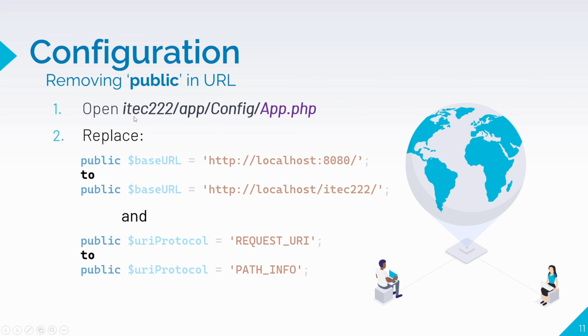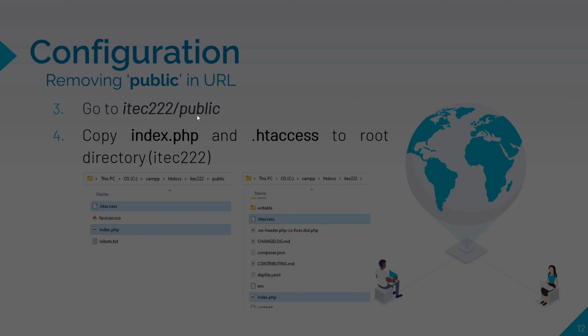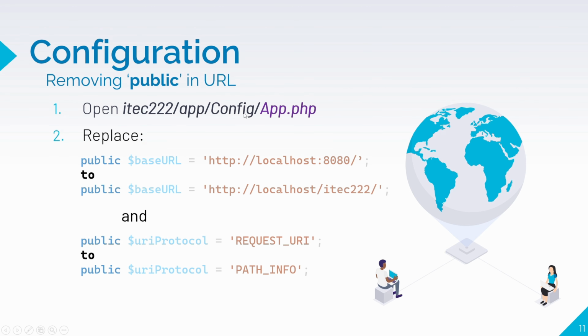Then the next thing that we are going to do is remove public in the URL. So to do that, open itech222, app, config, then app.php. Then we have to replace the base URL, remove the port 8080, then add slash, then the folder name. And also replace the URI protocol from request URI to path info. So let's do that.